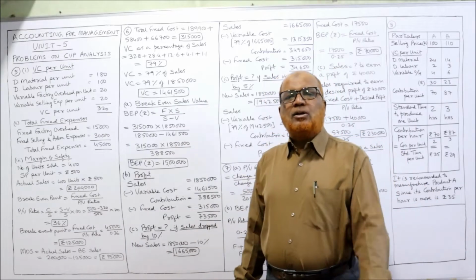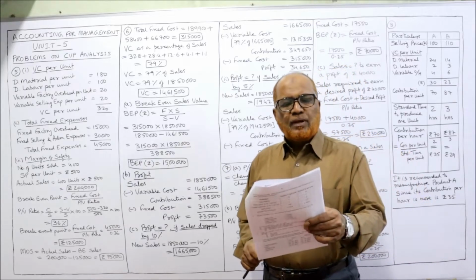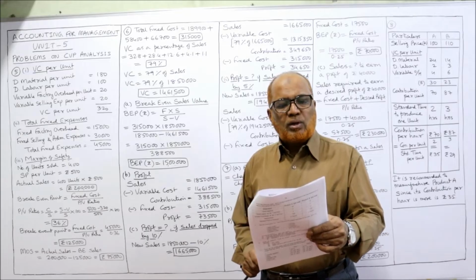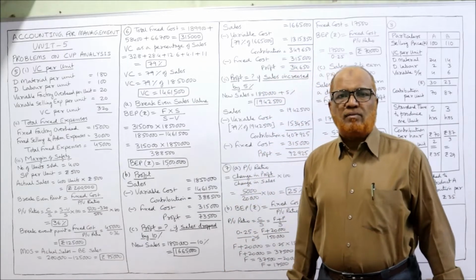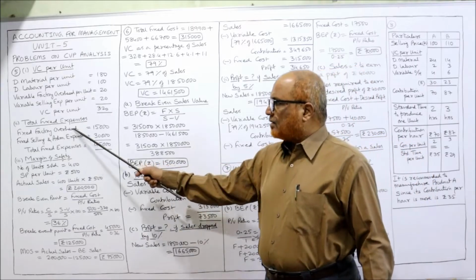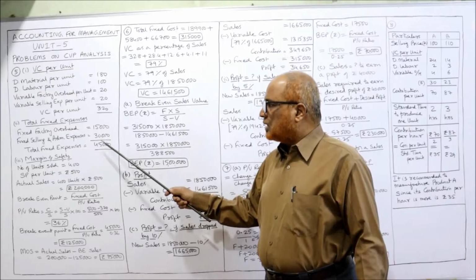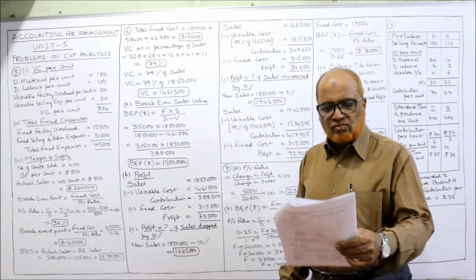Second question, calculate the total fixed expenses. In our problem, the fixed expenses given are total fixed factory overhead and total fixed selling and administrative expenses. Only 2 items are given which are fixed. Fixed factory overhead 15,000, fixed selling and administrative expense 30,000. Total is 45,000. That's it. So 2 questions we have completed.